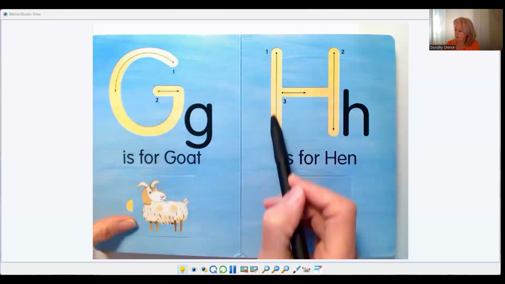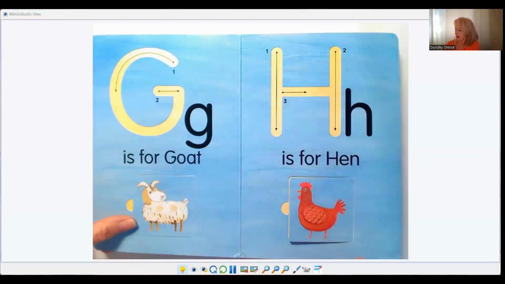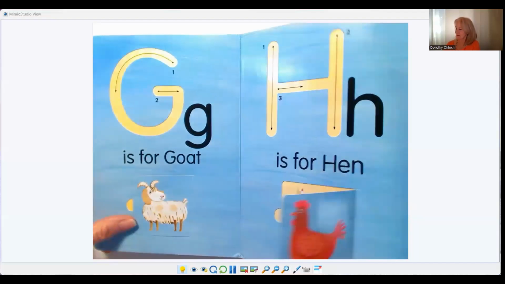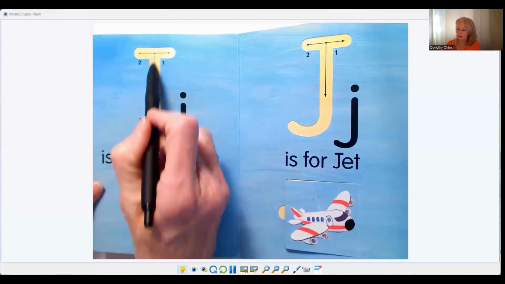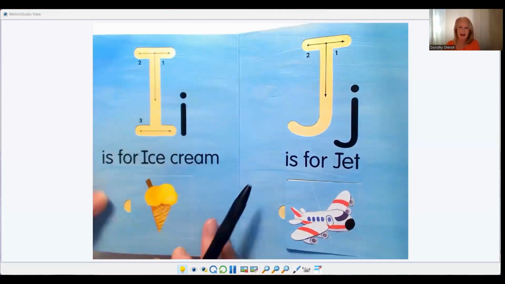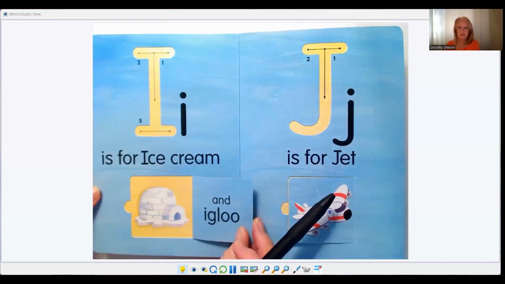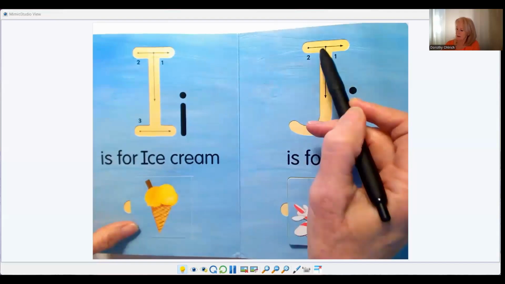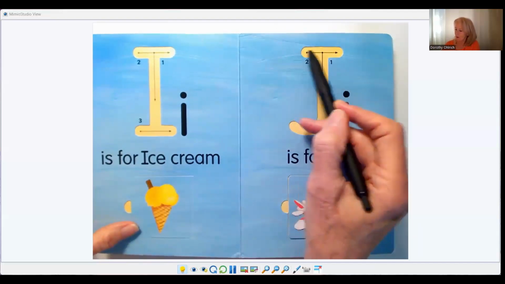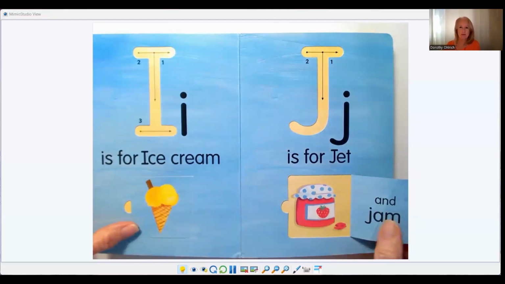H goes down, down, and across. H is for hen and house. I goes down, across, and across. I is for ice cream and igloo. J goes down and curves to the left and across. J is for jet and jam.